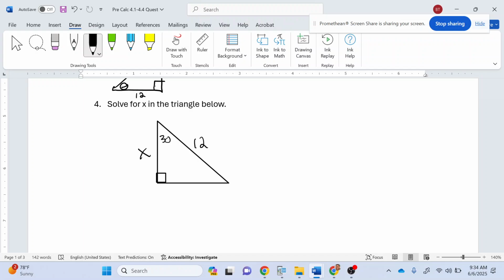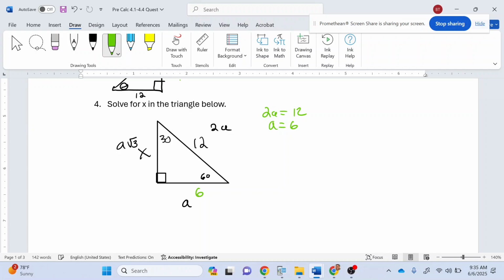Let's go. So this one, number 4. Solve for x in the triangle below. So in this case, we're gonna use some kind of SOHCAHTOA, or you can use special right triangles because this is 30, so this is a. This is gonna be 60. So that's a root 3, and this is 2a. Since 2a equals 12, I can confirm that a should equal 6.